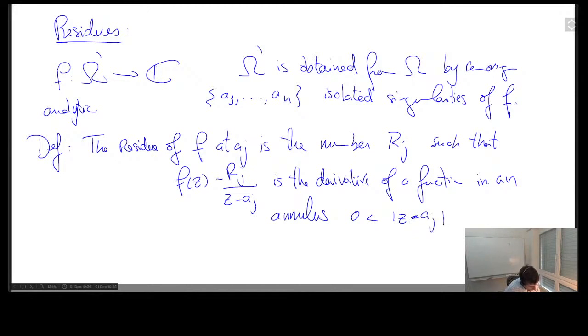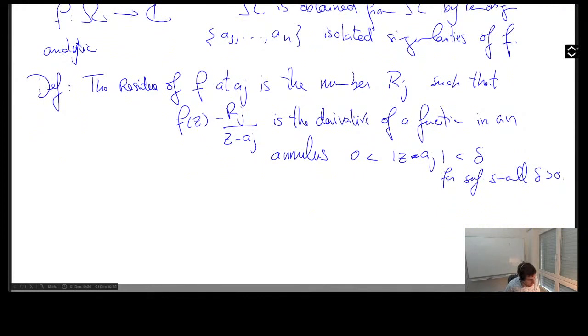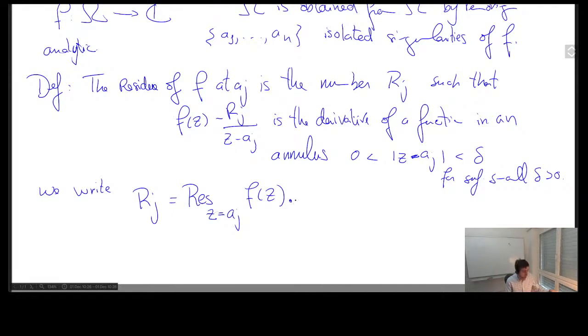The idea being that for curves that go around Aj in a sufficiently small annulus, for sufficiently small delta bigger than 0, the integral of F(z) minus Rj over z minus Aj is 0. And so it needs to be the derivative of a function. And we write Rj, we use this notation, residue at z equal to Aj of f of z. And the point is that this now tells us the integrals of all the curves of this function around isolated singularities.